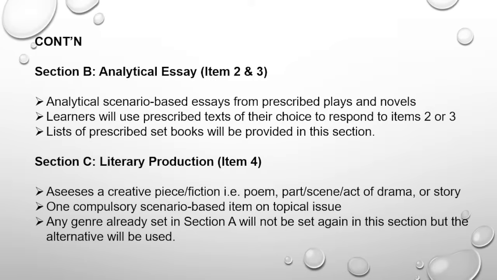Remember we said A, we shall set excerpt. If we have already set an excerpt from a play in section A, then in this section we shall not ask the learner to write part of a play, because the learner will just copy the structure from section A. So if section A has already an excerpt from a play, then section C, if the learner is to produce something, they'll have to write either a poem or a story. I hope that is clear.